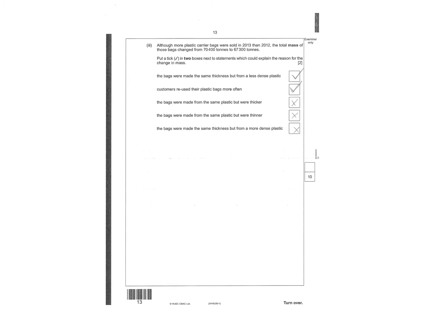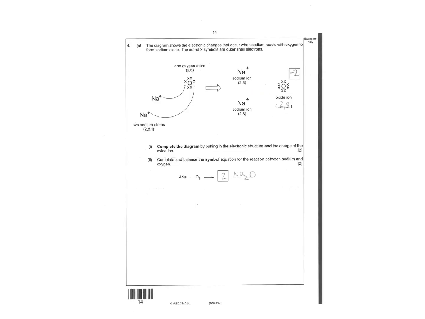So first off you have to work out the total number of plastic bags sold in 2013, divide the single use ones by it, and then times that answer by 100. Okay, which will give you 95. Looking at information then about plastic bags. So the bags were made from the same thickness but from less dense plastic, that was true. Consumers reused their plastic bags more often, that was also true. These 3 then were not true.